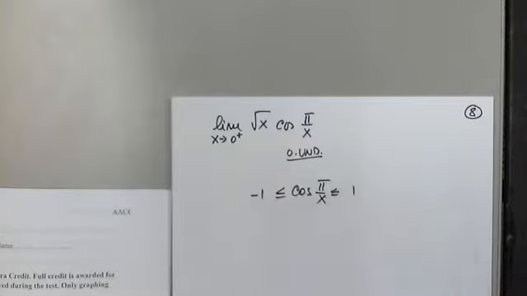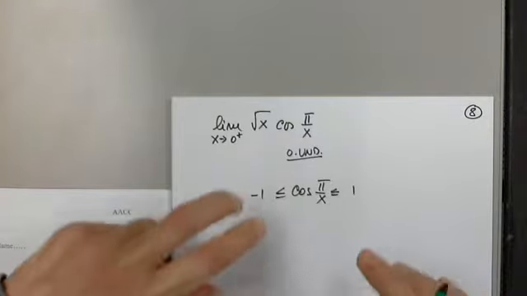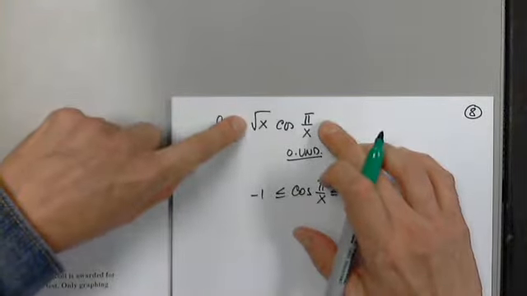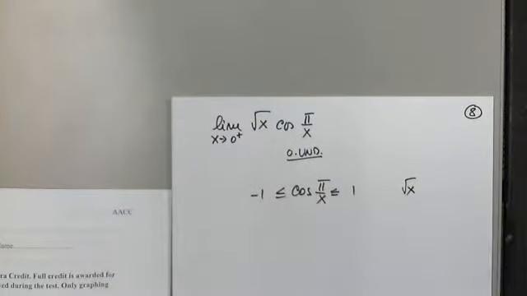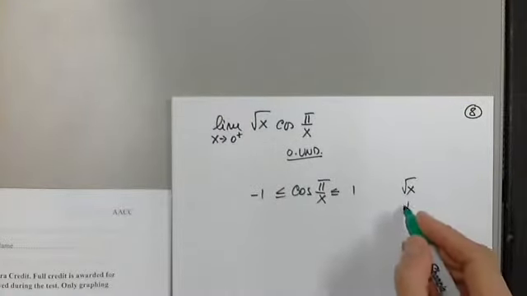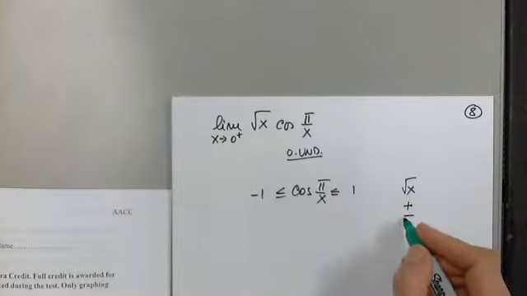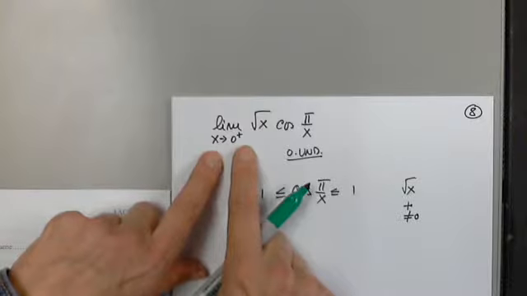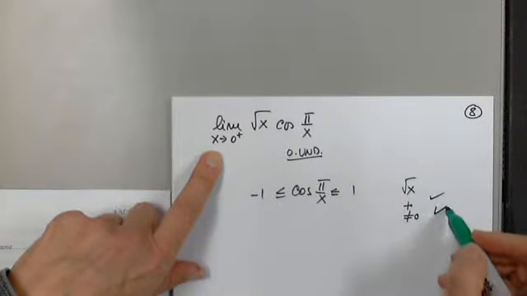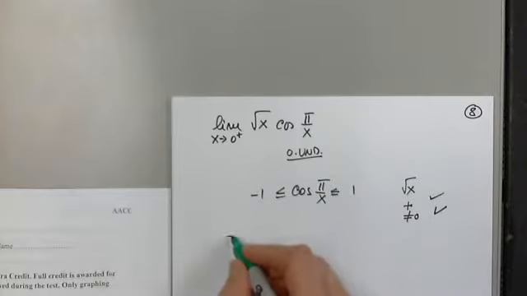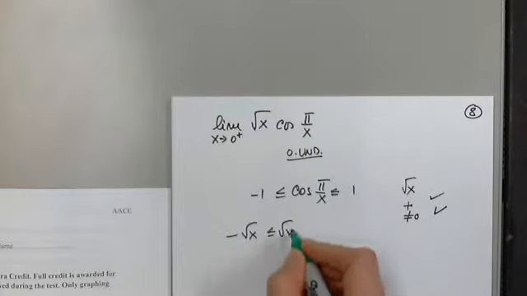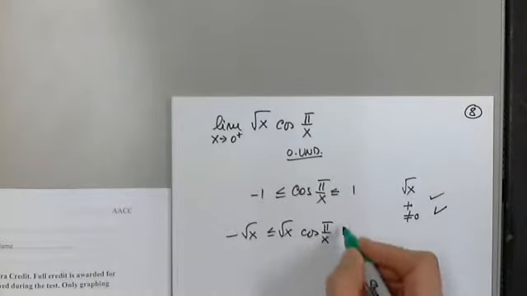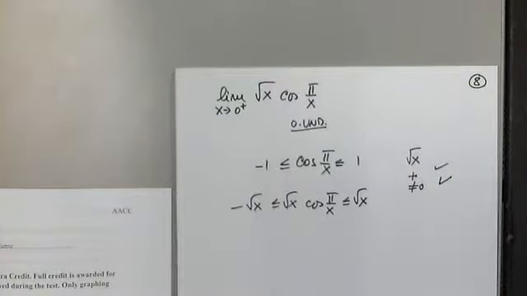-1 and 1. Very good. Now, I am not there yet. You would multiply by the square root of x, making sure that this is always positive and never 0. It's never 0 because x approaches 0, not 0. So I'm safe. It's positive and not 0. So negative the square root of x is less than or equal to the square root of x cosine pi over x, which is less than or equal to the square root of x. So this is the first hypothesis of the squeeze theorem.